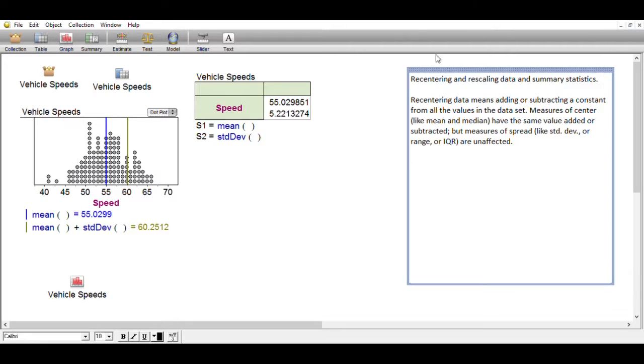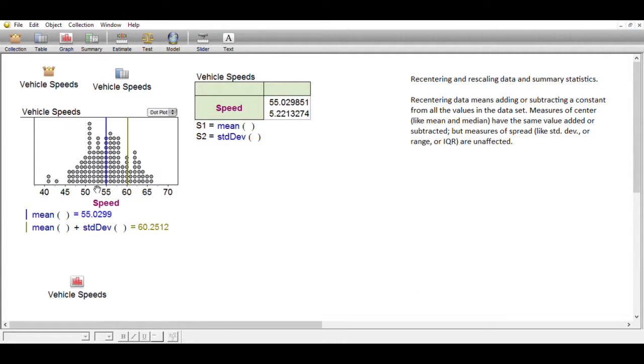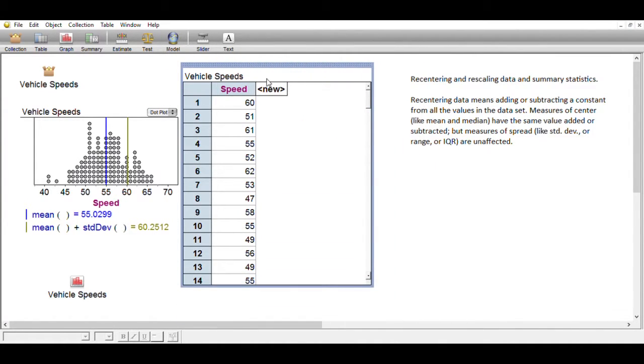Rescaling, instead of adding a value to all these, we would multiply them by something. So for example, let's say I wanted to convert these speeds to feet per second. So let me bring up the raw data. I'm going to make another column here. So here's the data. And I'm going to make a new column, which is going to be speed feet per second.